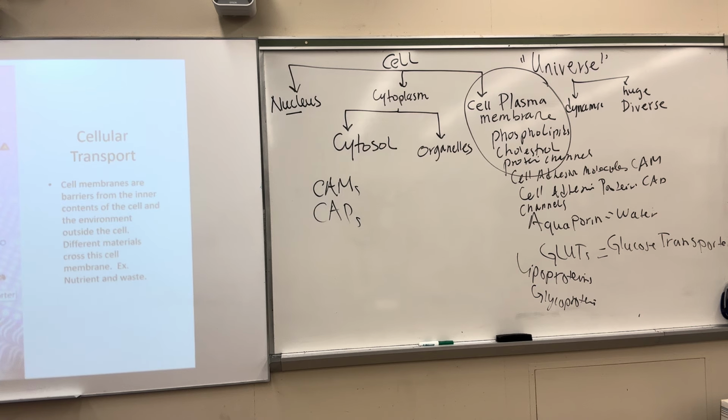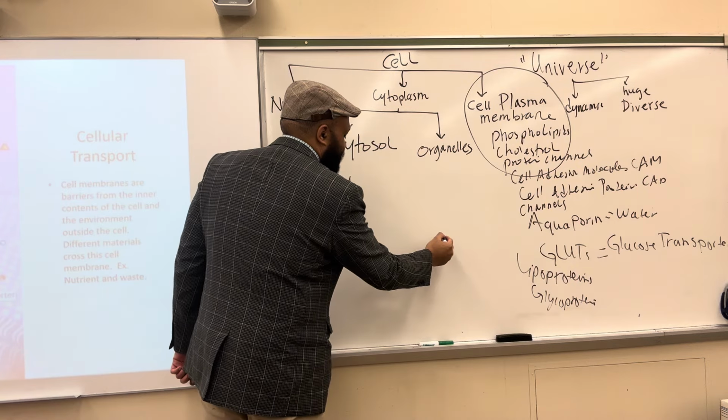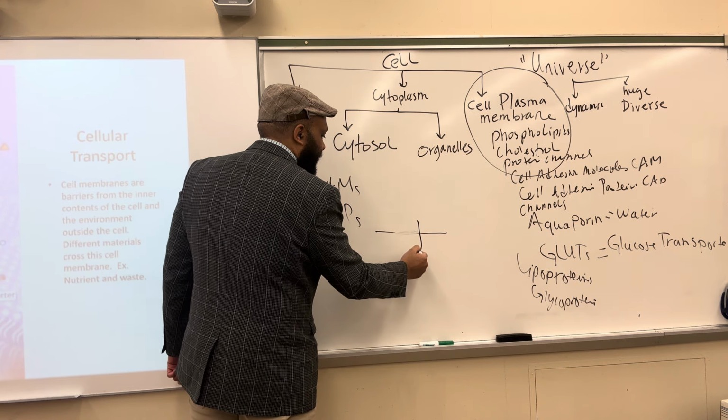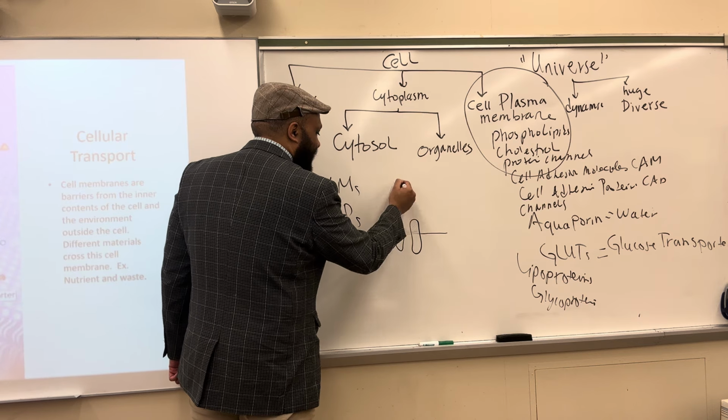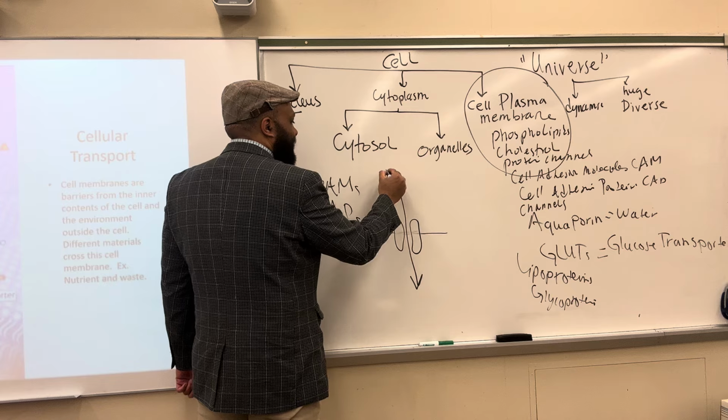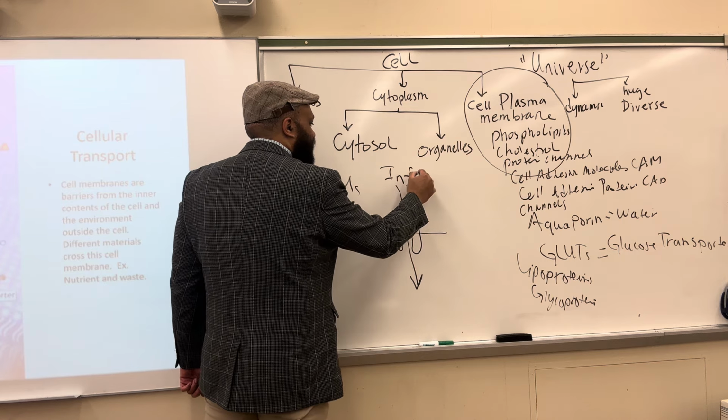So if you want to come inside, the plasma membrane makes a channel for you, and this channel is going to allow the entry of the molecule of interest, and this is known as influx.